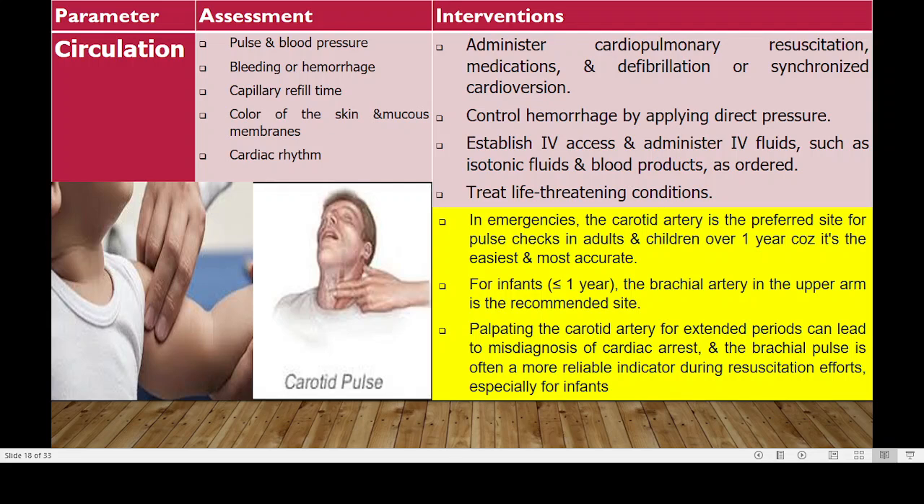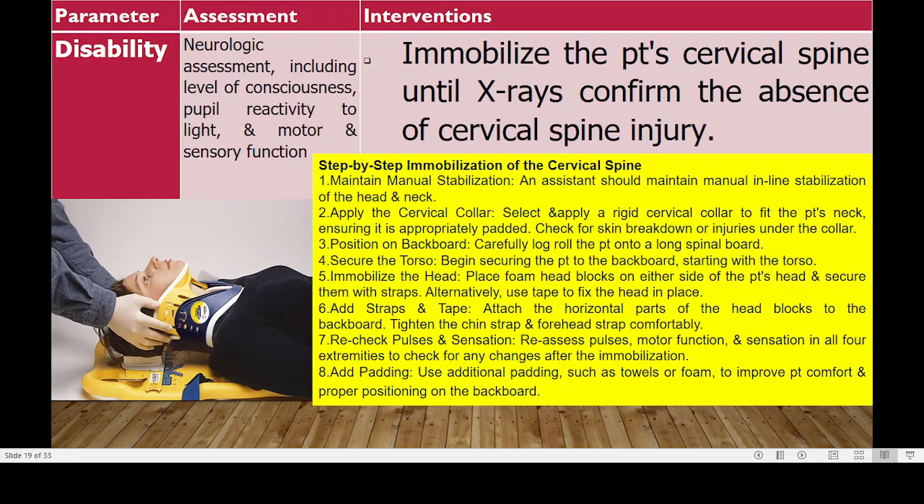So in terms of intervention, you need to administer cardiopulmonary resuscitation medications. You also need to defibrillate or perform synchronized cardioversion. Also control hemorrhage by applying direct pressure, establish IV access, administer IV fluids such as isotonic fluids and blood products as ordered, and also treat any life-threatening condition. A, B, C. D is for disability.